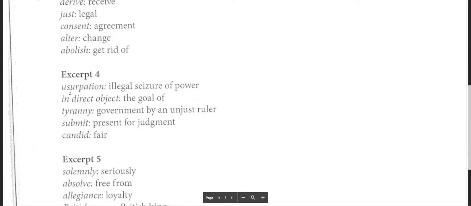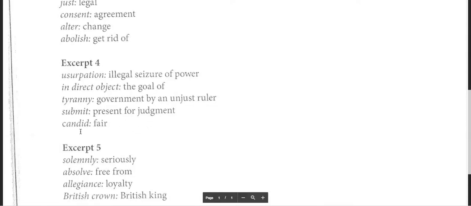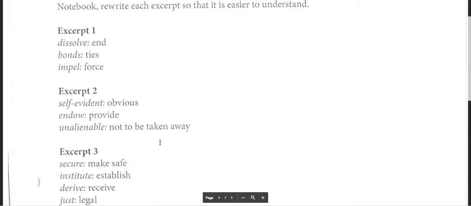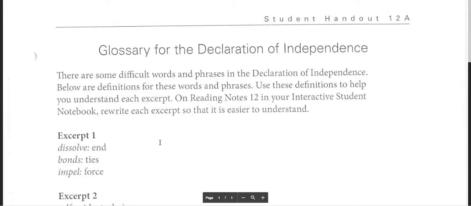Excerpt 4, usurpation, illegal seizure of power. Indirect object, the goal of. Tyranny, government by an unjust ruler. Submit, present for judgment. Candid means fair. Finally, Excerpt 5, solemnly means seriously. Absolve means free from. Allegiance means loyalty. And British crown means British king. So you will come back to this all the time to help you translate. And again, it is on your classroom page.